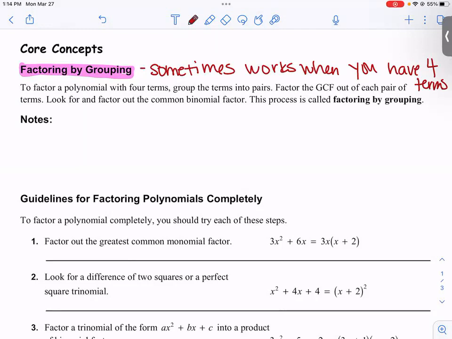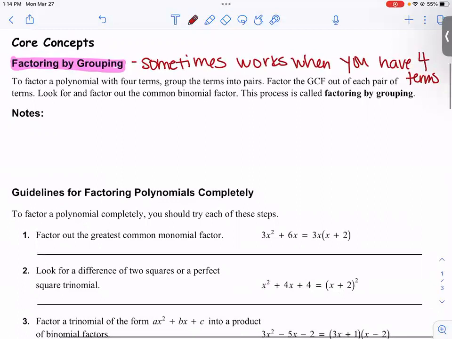So this is what I want you to write down. I'm going to show you how it works. Factoring by grouping takes into account a GCF. So I would like you to write down x cubed minus 4x squared plus 16x minus 64.